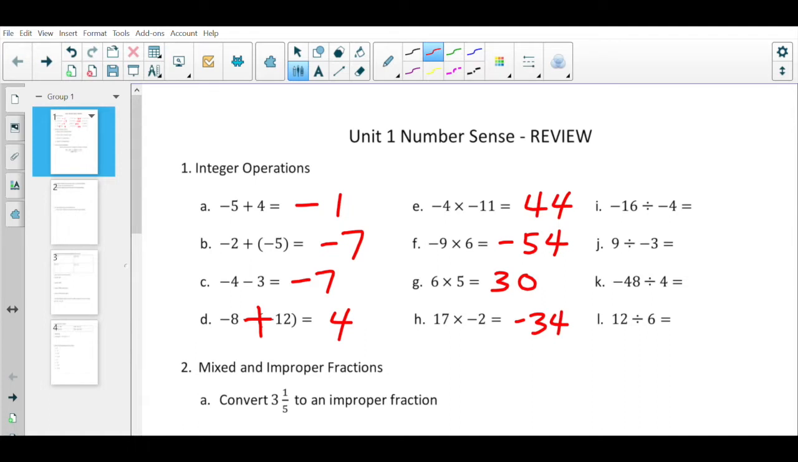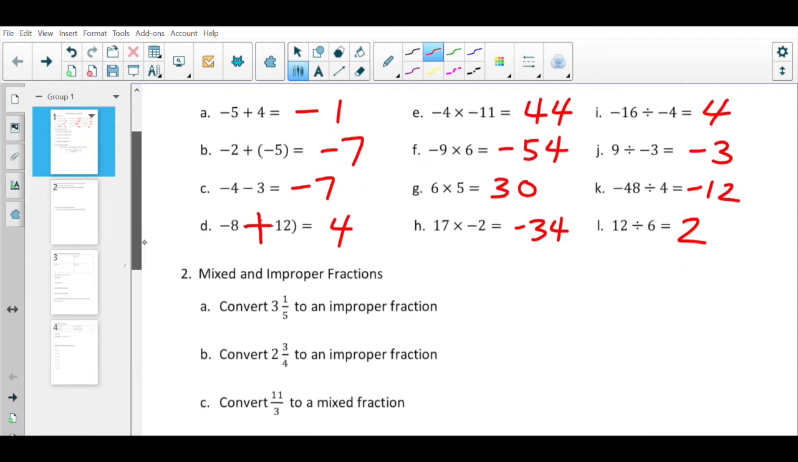Division. -16 divided by -4. A negative divided by a negative is a positive number, 4. 9 divided by -3 is -3. -48 divided by 4 is -12. And 12 divided by 6 is 2. So there's a quick review on integer operations.